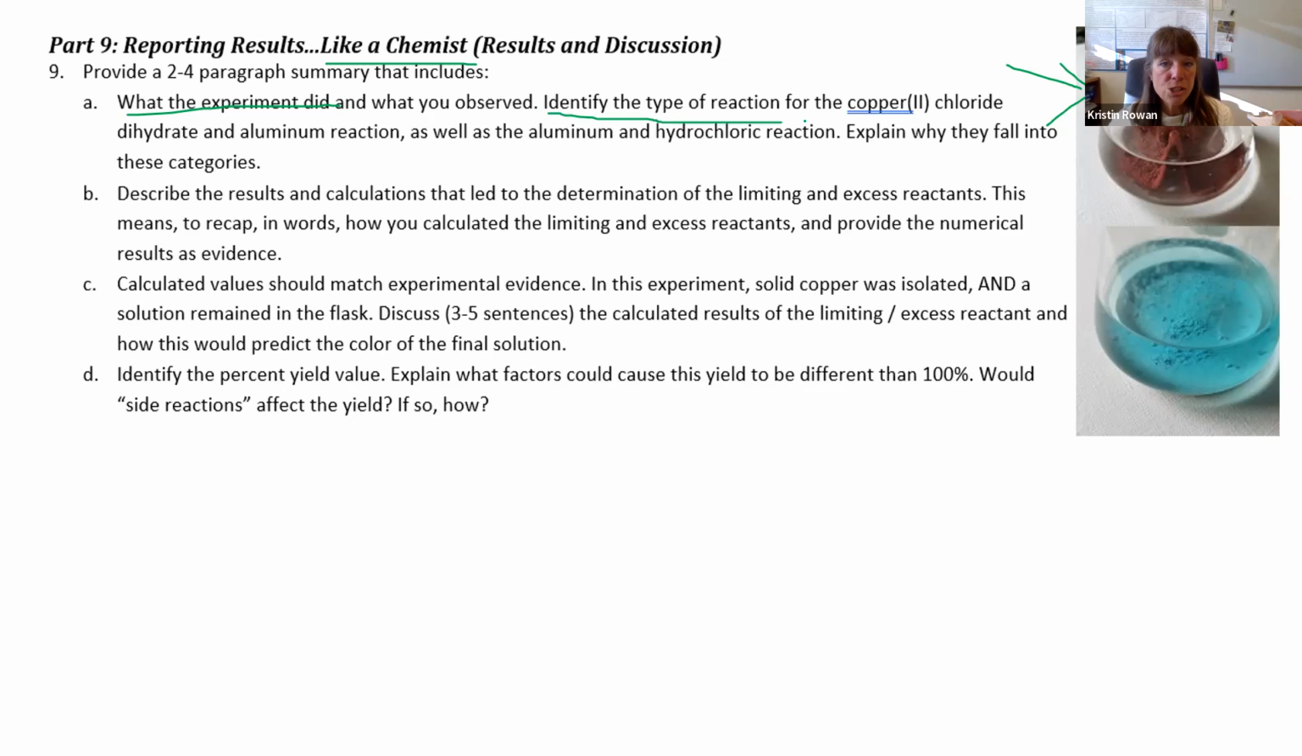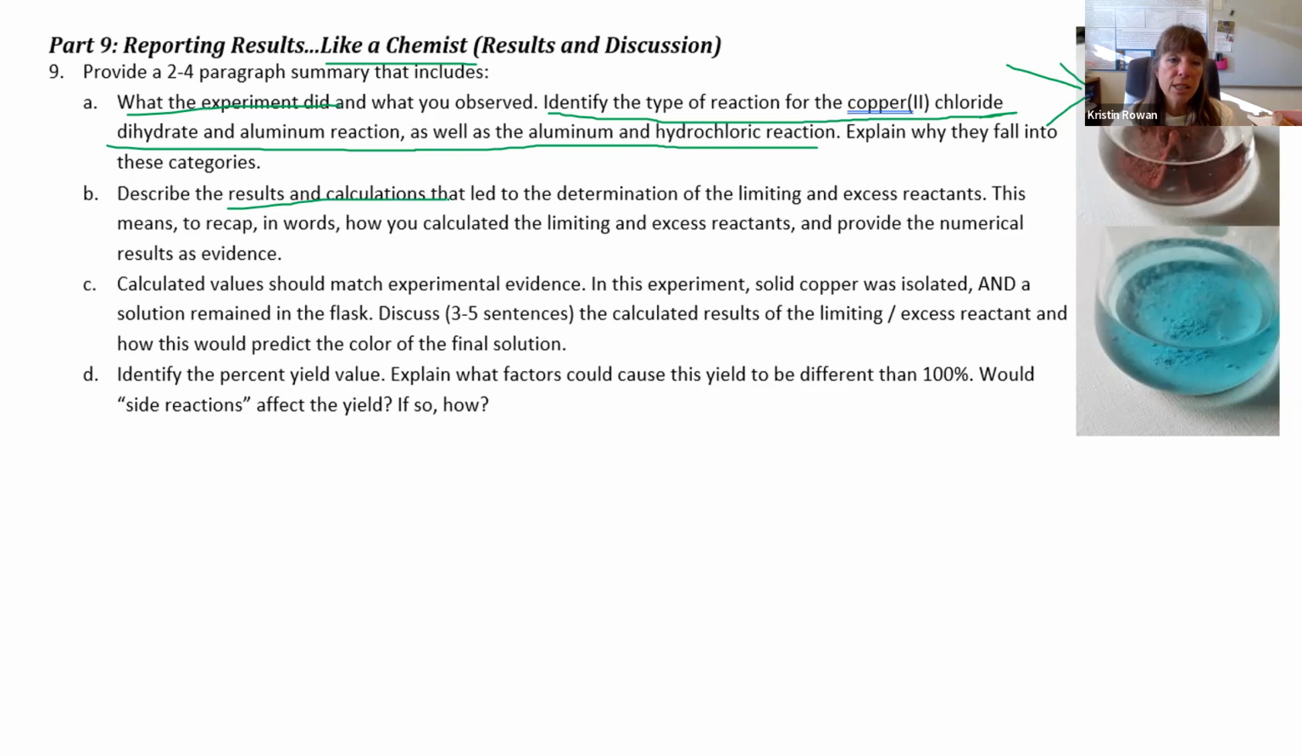Identify the type of reaction for the copper 2 chloride dihydrate and aluminum reaction, as well as the aluminum and hydrochloric acid reaction. If you remember, there are different types of reactions. There's metal displacement, there's double displacement, there's redox. Of course, they're all redox. So you want to probably come up with something else there as a descriptor for those types.